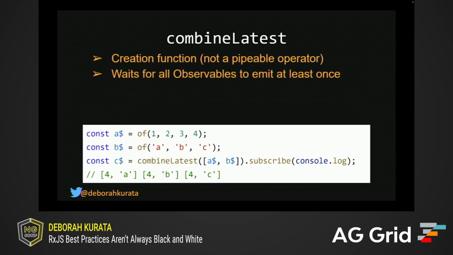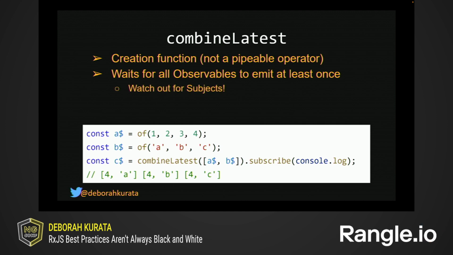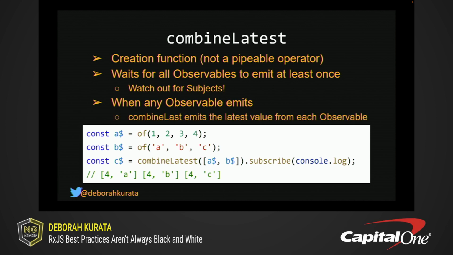CombineLatest is also a creation function, though combineLatest now also has a pipeable operator, combineLatestWith. CombineLatest waits for all observables to emit at least one time. And we need to watch out for subjects when we combineLatest with a subject, because the subject won't initially emit. Then when any observable emits, it combines the latest value from each.